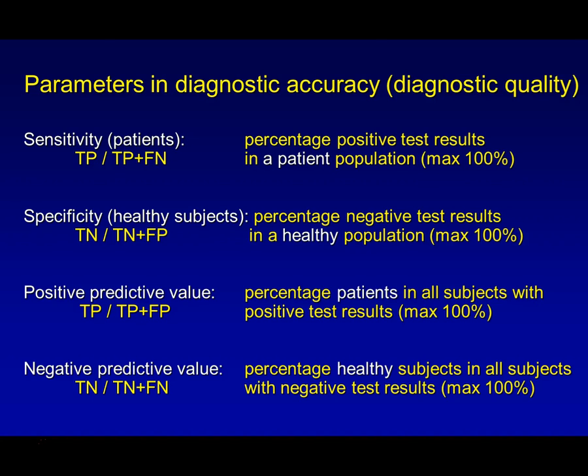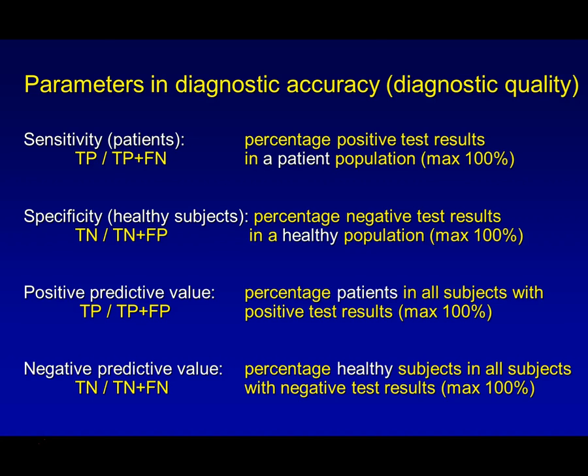The specificity deals with the detection of health. This means the percentage of negative test results in a healthy population. This means that this is the true negatives divided by the total population of healthy subjects, and those are the true negatives and the false positives.